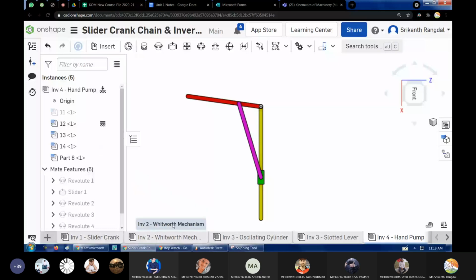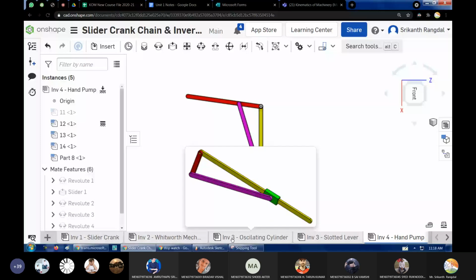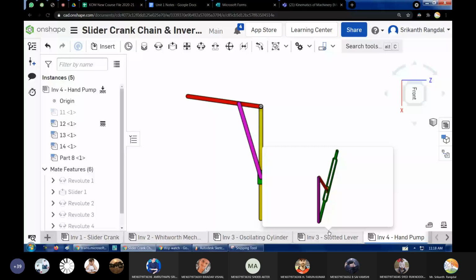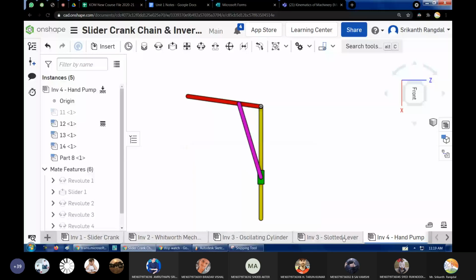Even though Whitworth and slotted lever are both quick return, they are different inversions of the slider crank chain. The same inversion covers the oscillating cylinder and slotted lever. So how did we make them different? Just by modifying the shapes of some of the links, we were able to change an oscillating cylinder mechanism into a slotted lever. But technically, they are the same inversion. So keep that in mind, please.